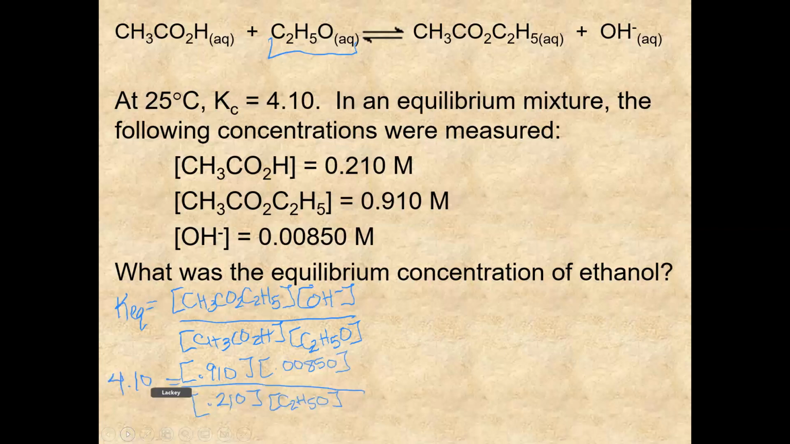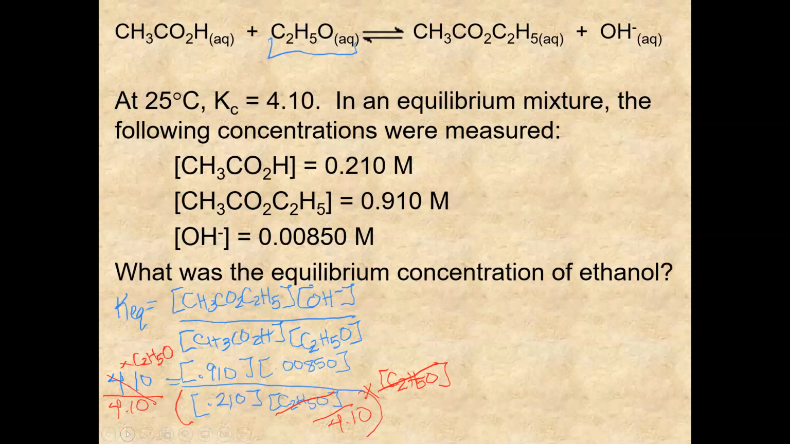One thing to be careful of is ethanol is currently on the bottom. You need to get it off the bottom when you solve for it. So we do need to multiply by the ethanol on both sides. And then we end up dividing by 4.10 on both sides. Yet again, because we have two numbers that we're dividing by, we want to put those in parentheses.